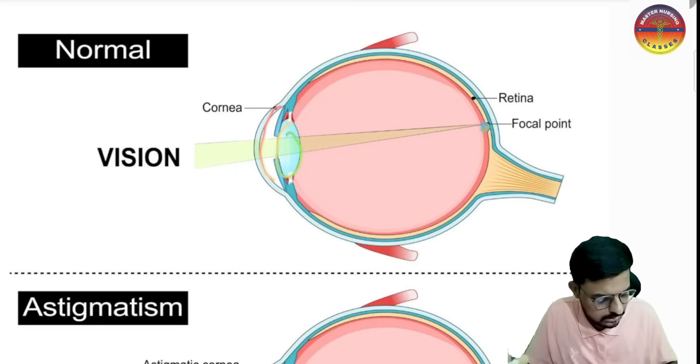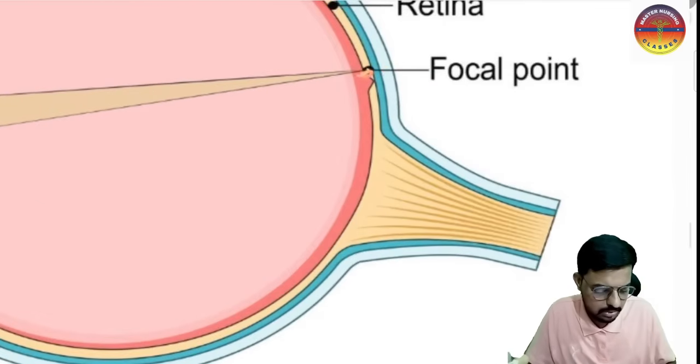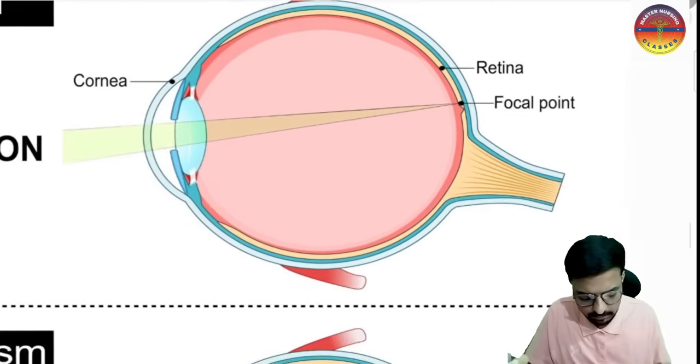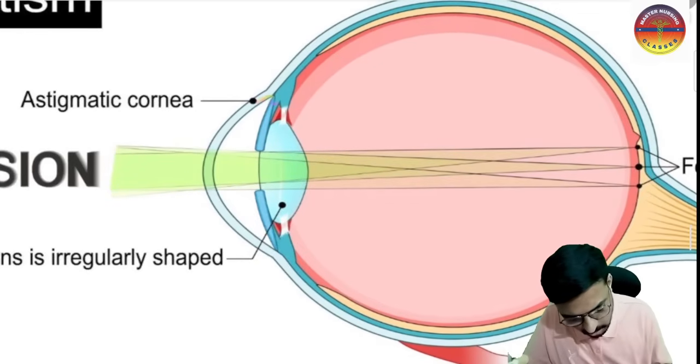So this is focusing exactly over the macula lutea, you can see. Exactly, it is focusing over the macula lutea on the retina. If this particular one, you can see, is abnormally curved, so it is over curved, and it is flat here, you can see.